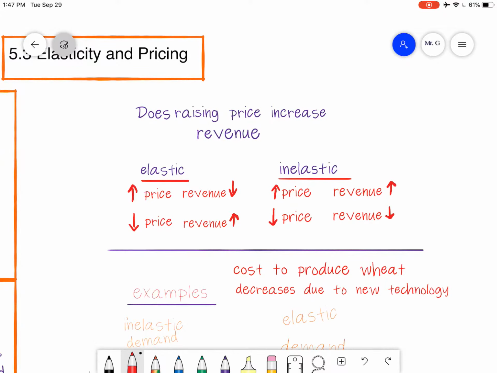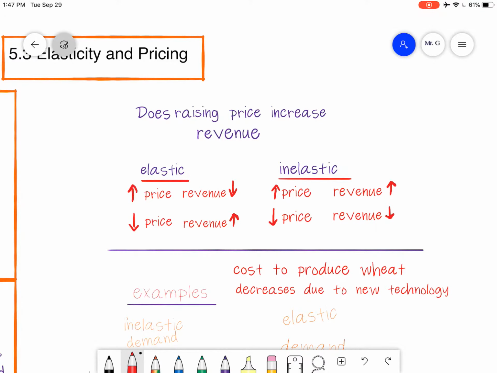Often I would show my students visually: one goes up, the other goes down, moving your hands that way. So with an elastic demand, as price increases, revenue decreases. They move in opposite directions. As price decreases, revenue increases. We'll look at why that is in a little bit. Inelastic demand, only demand, not supply: as price increases, revenue increases. As price decreases, revenue decreases.